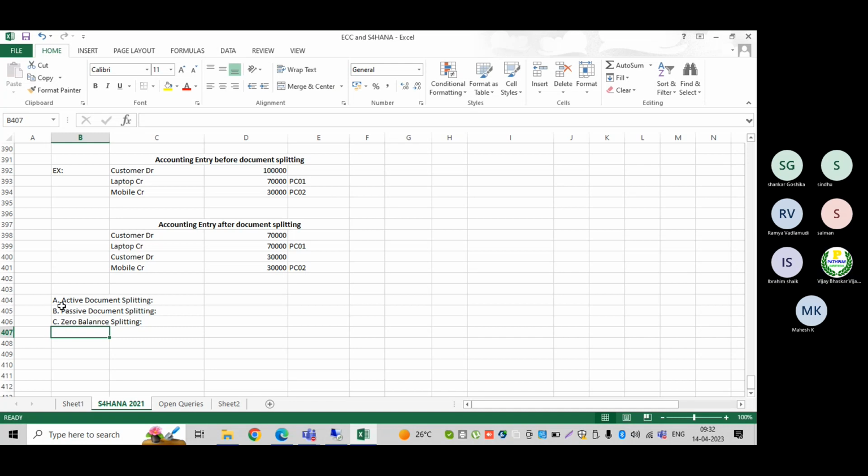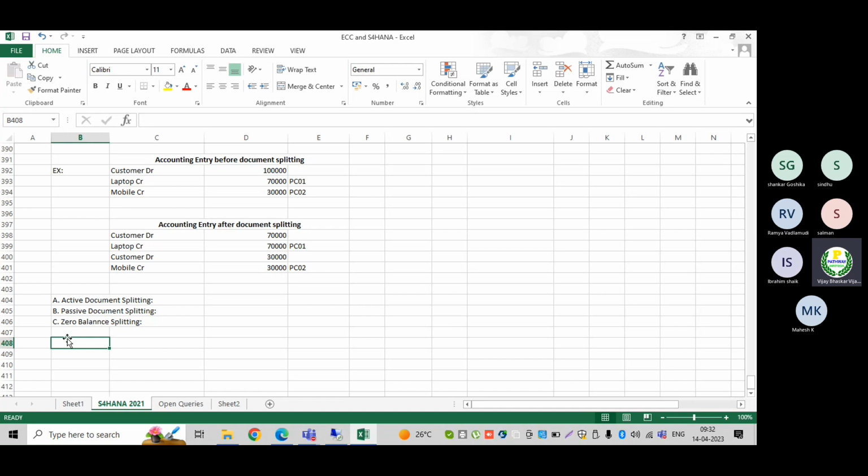Then we will activate the document splitting. Then we will do the document splitting related post configuration. Then we will execute the scenarios tomorrow. Let's see how the system is going to split. Once this is done, you need to understand there is one more concept, called entry view and ledger view.